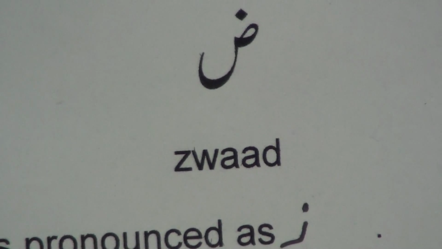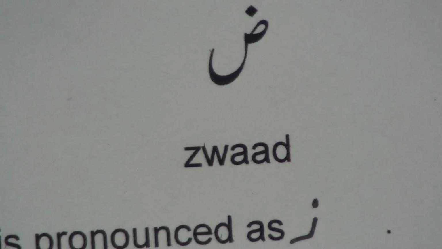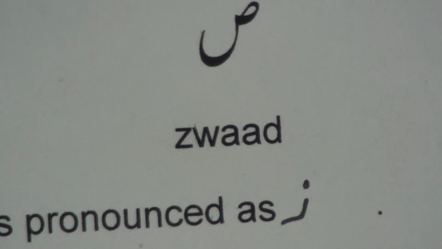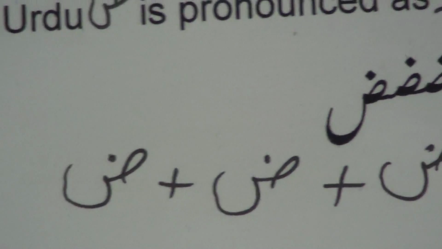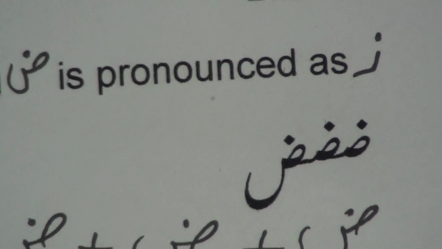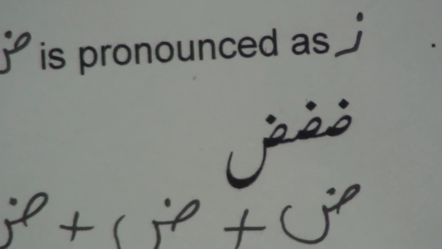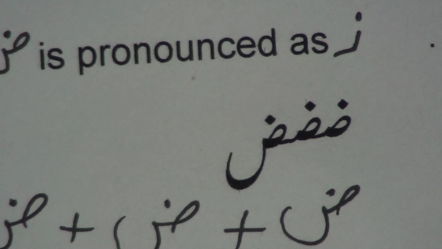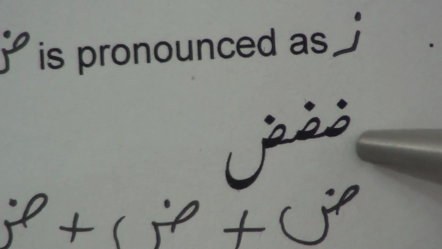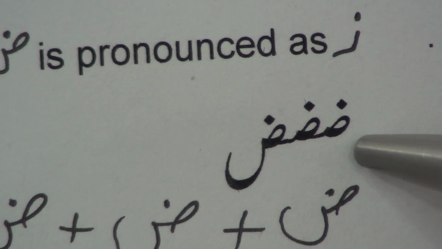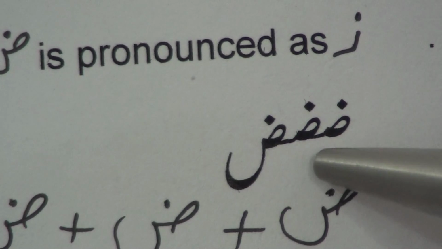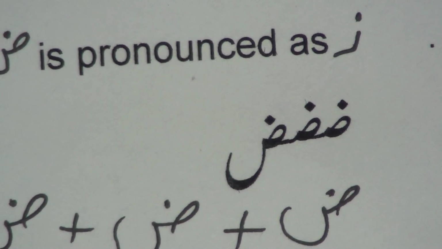Like Swad, its final, medial, and initial shapes are the same. If we connect three Zwads, Zwad plus Zwad plus Zwad, its shape is like this. This is initial Zwad, medial Zwad, and final Zwad. This is in the beginning of the word, this is in the middle of the word, and this is at the last of the word.